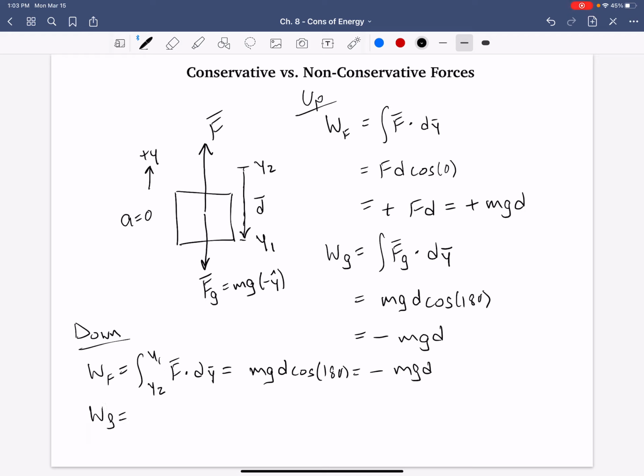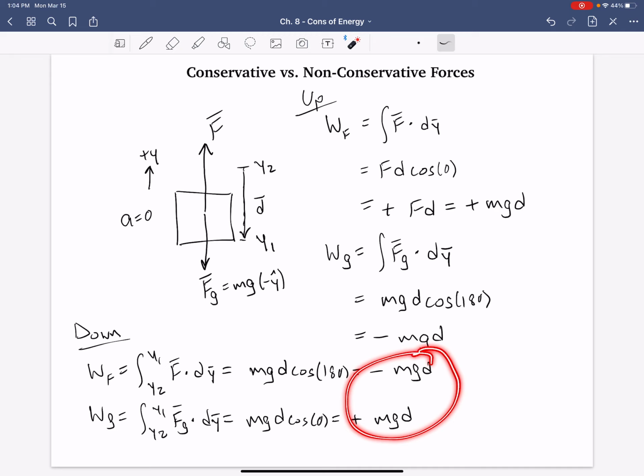And for the work done by gravity, can you see what's going to happen? Right? Evaluating the magnitude, mg, the integral of dy gives us a distance of d, and now the force of gravity is parallel to the displacement. So this is cosine of 0, which gives us a positive mgd. Aha! So again, from some initial point to some final point, the total work done in that process is 0.